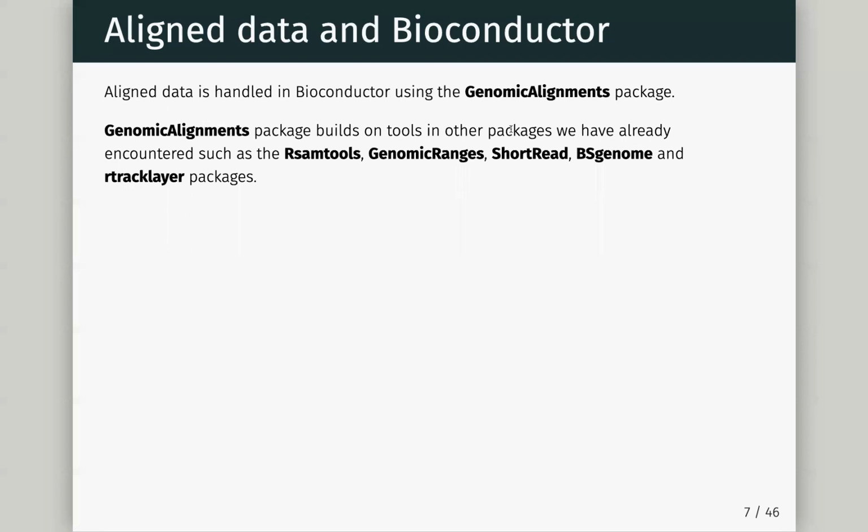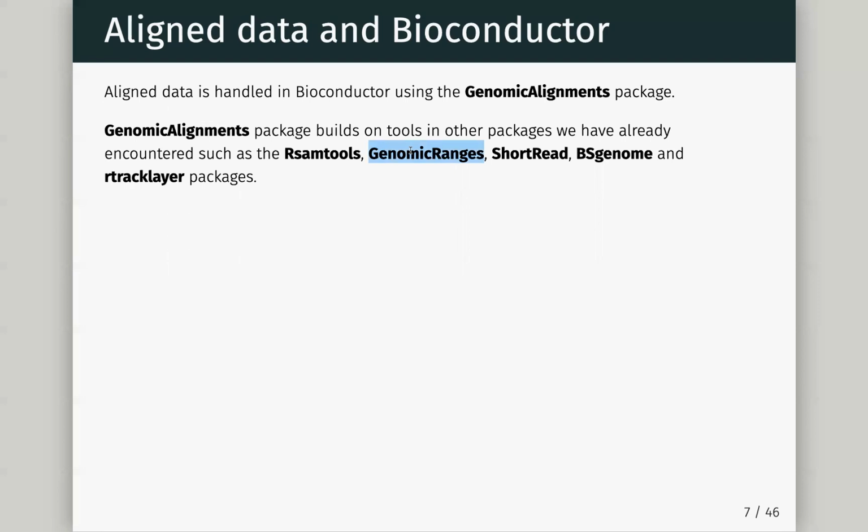There's a lot of packages called genomic something. Genomic alignments is built on other packages we've already encountered. So our SAM tools we've discussed a little bit. This is just the R wrapper for SAM tools, and SAM tools is one of the fundamental tools in handling high throughput sequencing data.